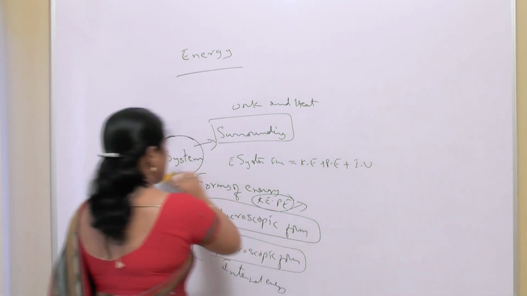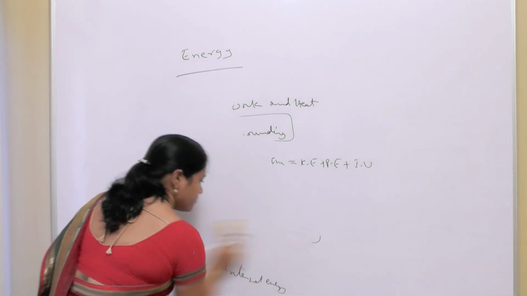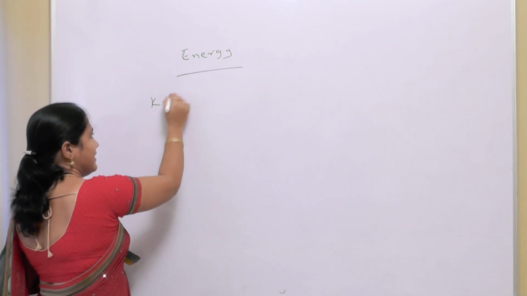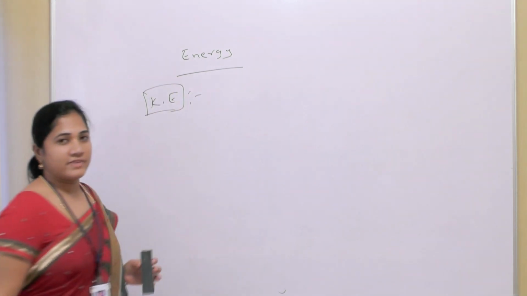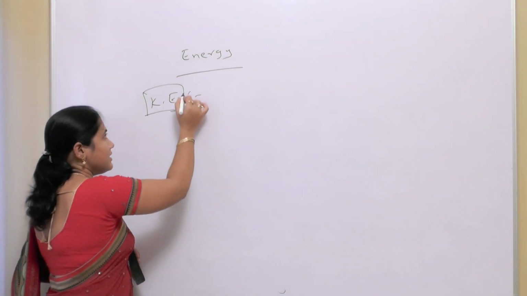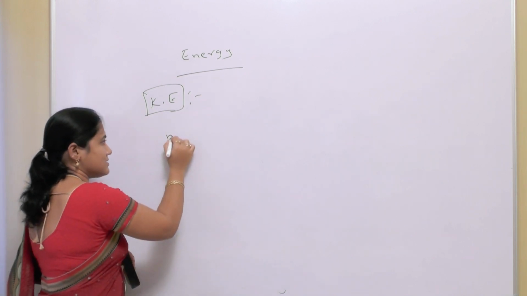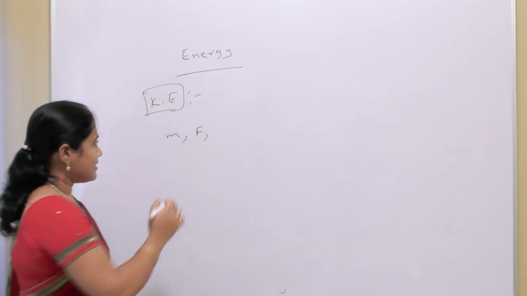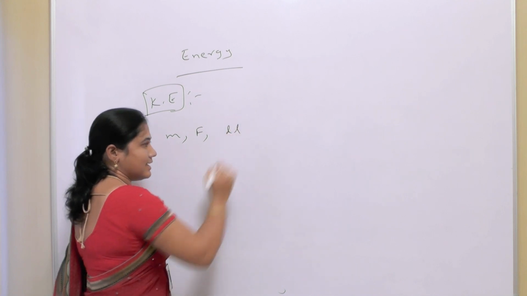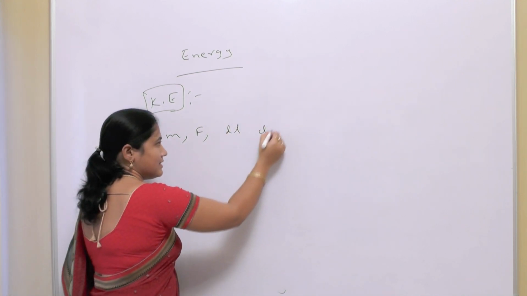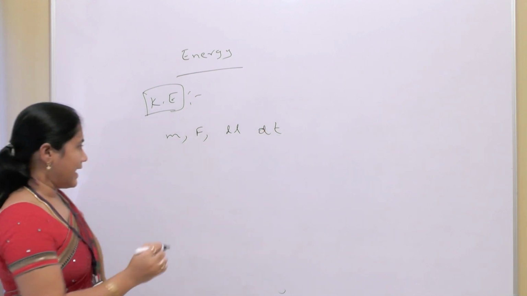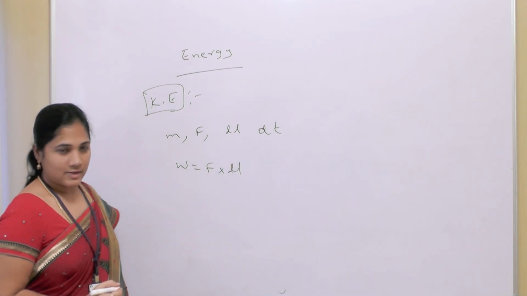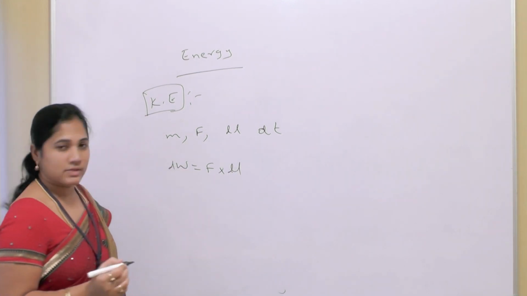Now we will discuss what kinetic energy is in detail. So first, the kinetic energy. Let us consider a body of mass m which is acted upon by a force F, and it travels a distance dl during a time interval dt. We know that work done is force into displacement. So dW equals force into displacement.